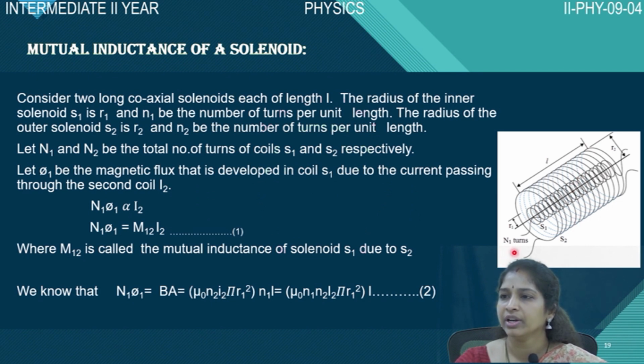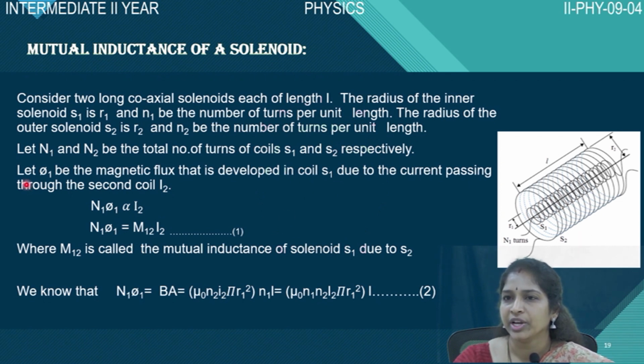So here capital N1, N2 are the total number of turns present in the first solenoid and second solenoid respectively. This is not equal to small n1. Small n1 is the number of turns per unit length. That is, small n1 is capital N1 by L, because L is the length of the solenoid. So small n1 is the number of turns per unit length in the first solenoid, and small n2 is the number of turns per unit length in the second solenoid.